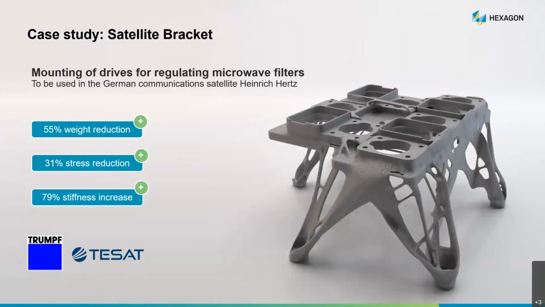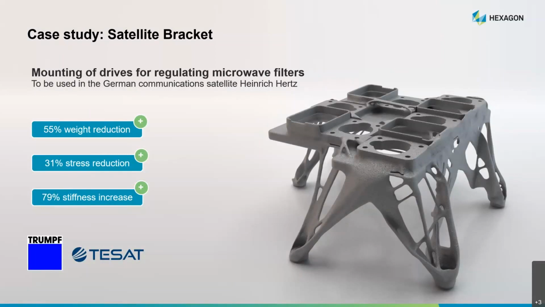We have done this in combination with Trumpf, the additive manufacturing machine manufacturer, and Tesat, a satellite manufacturer. It is a part that has been milled before, and they had big issues with distortion because of internal stresses. So they came to us and asked, we want to save weight, we want to use additive manufacturing, but we are not sure if it's possible to print it because of the internal stresses.